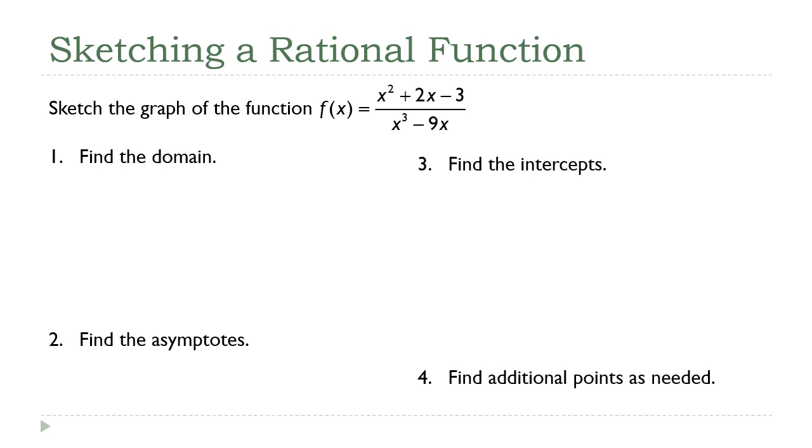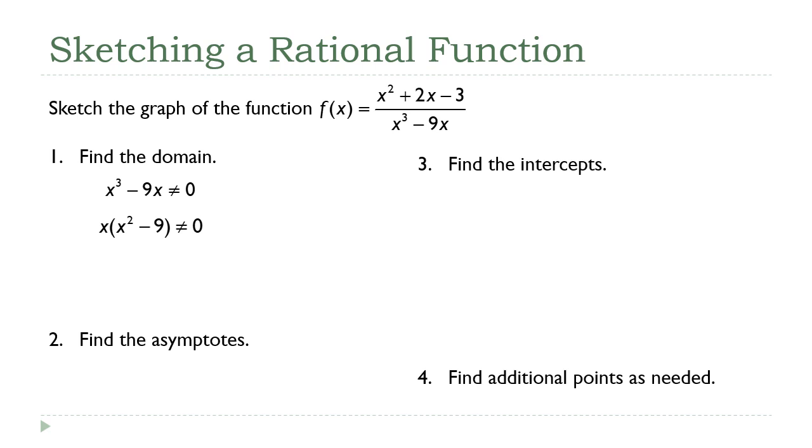To do that, we're going to take that polynomial that's in the denominator, that's the x cubed minus 9x, and I'm going to set that not equal to 0, because I'm looking for the points that I'm going to have to exclude from the domain. So I'm going to pull an x out of that. I'm going to factor it. If I take an x out, it becomes x times x squared minus 9.